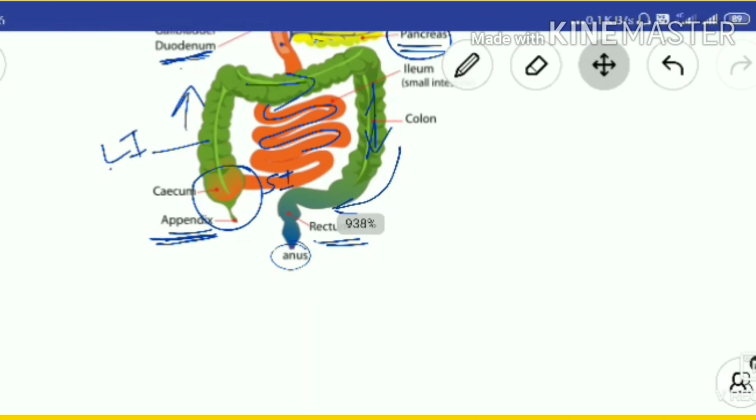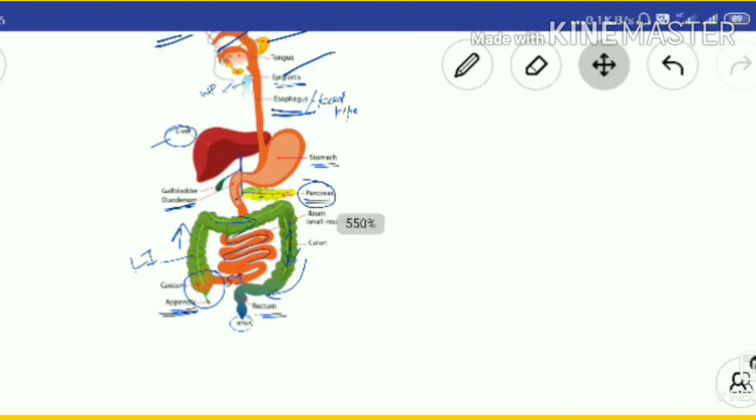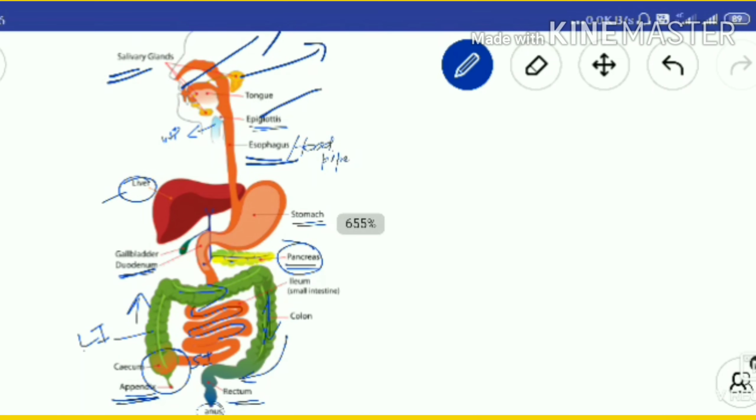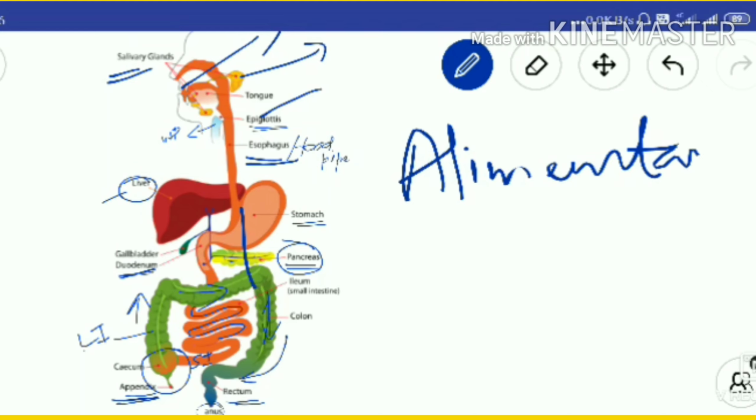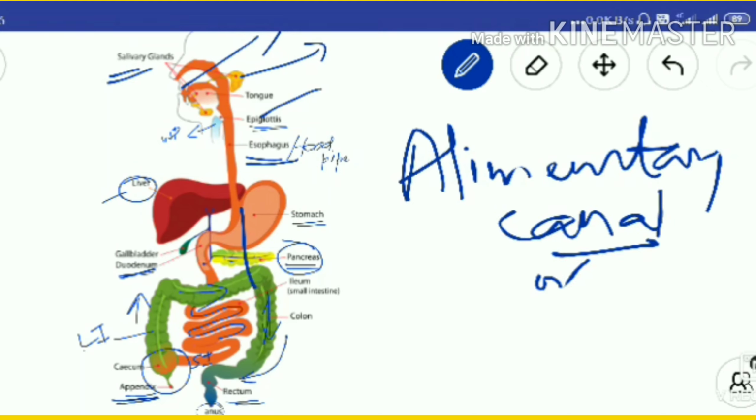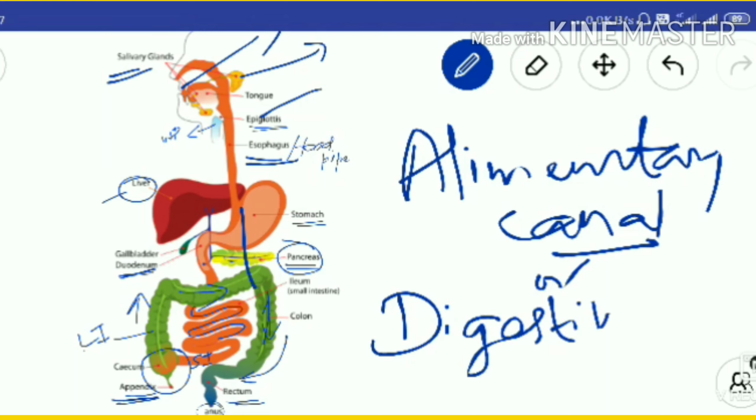That long tube starting from the mouth and opening out through the anus is known as the what? Alimentary canal. Okay, alimentary canal, or it is called what? Tell me. Okay, digestive tract. Hope all of you understood this part. Are you clear now? Digestive tract. Okay, now we studied the digestive tract or alimentary canal of human beings.